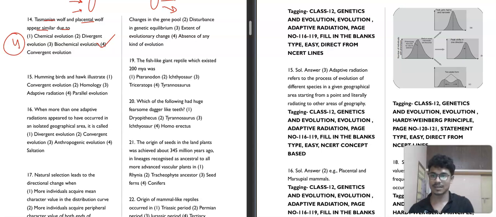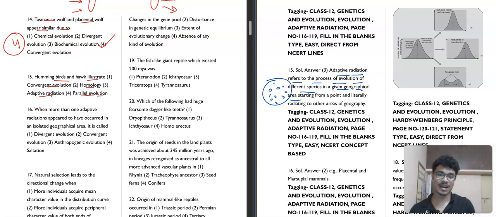And the next one is question number 15. It is saying that hummingbird and hawk illustrate convergent evolution, homology, adaptive radiation, or parallel evolution. So, hummingbird and hawk basically illustrate adaptive radiation, because what is adaptive radiation? Adaptive radiation is different from divergent. Adaptive radiation refers to the process of evolution of different species in a given geographical area. So, in an area there are different species evolved.